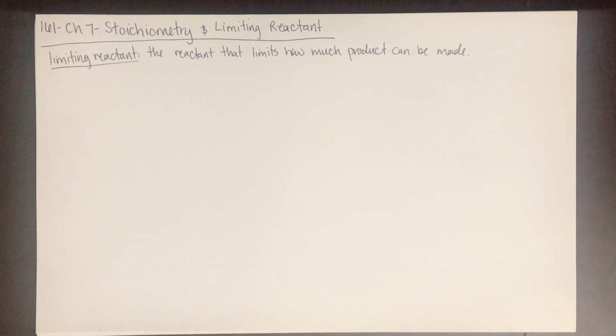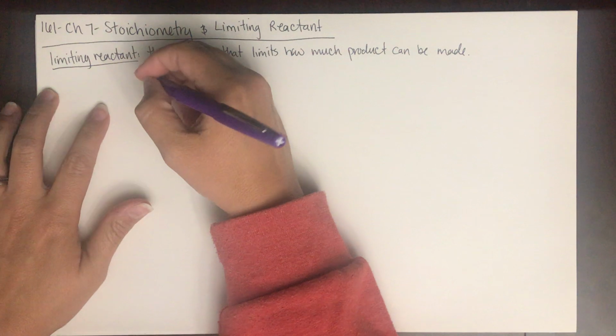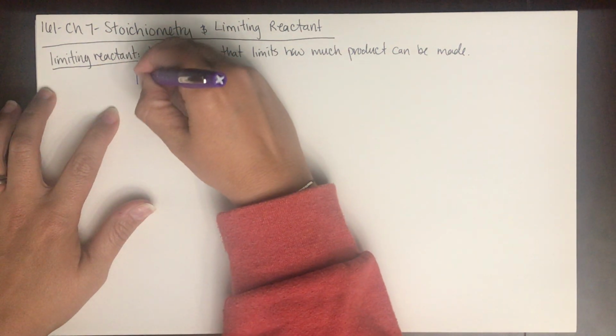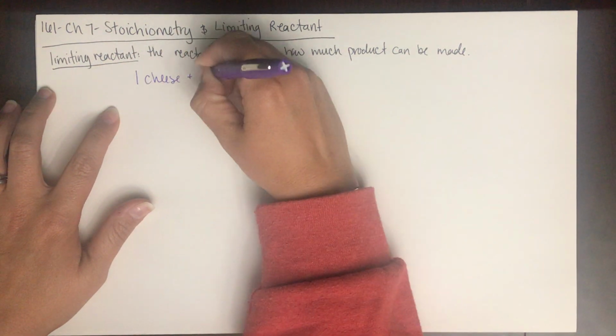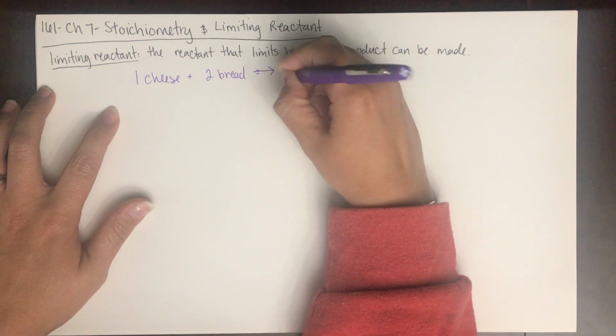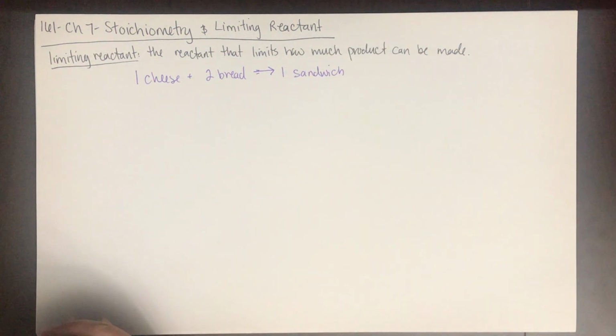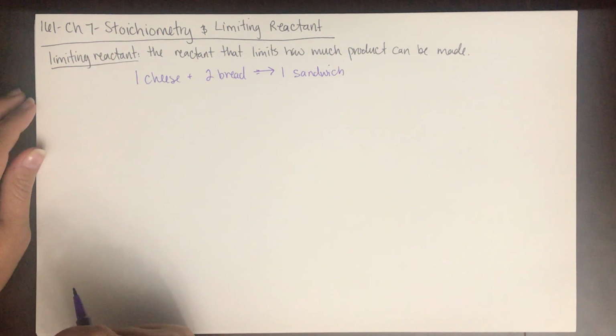So let's just do a real generic example before we do any actual chemistry. So let's say I am making a grilled cheese sandwich, and here is my chemical equation for a grilled cheese sandwich. I'm going to say 1 cheese plus 2 bread produces 1 sandwich. Okay, so here's my equation.